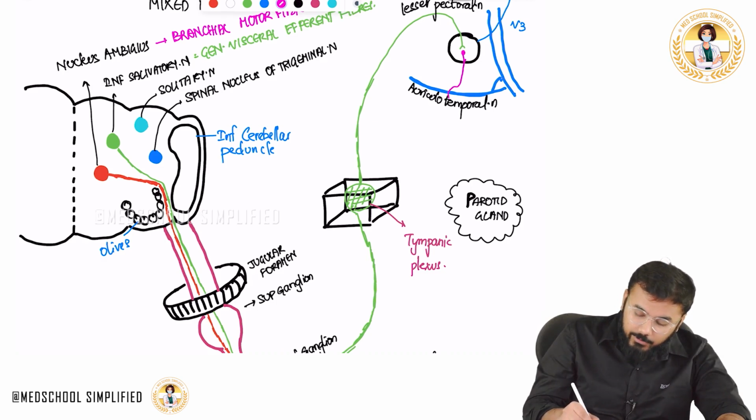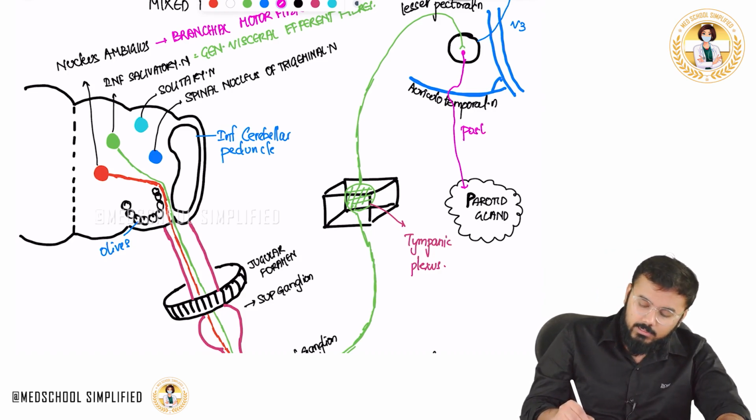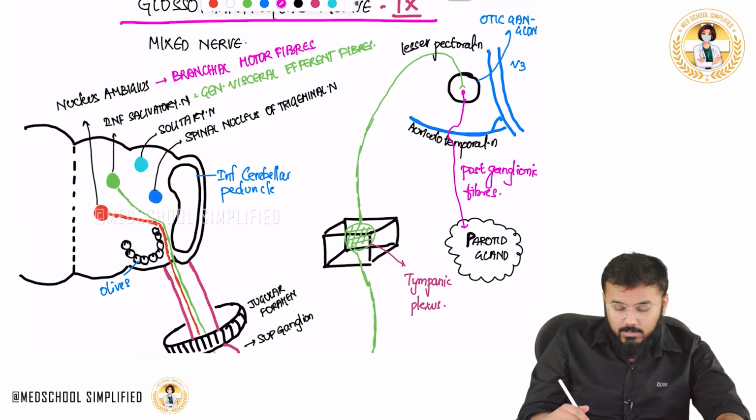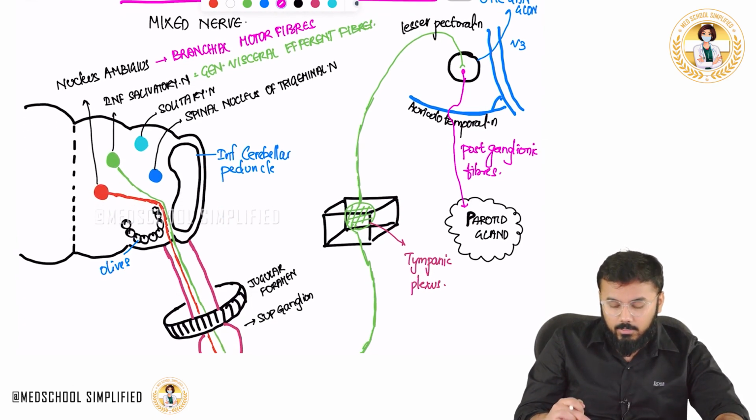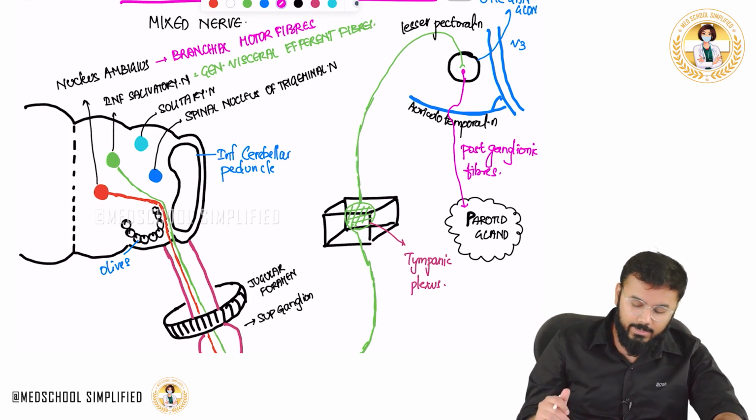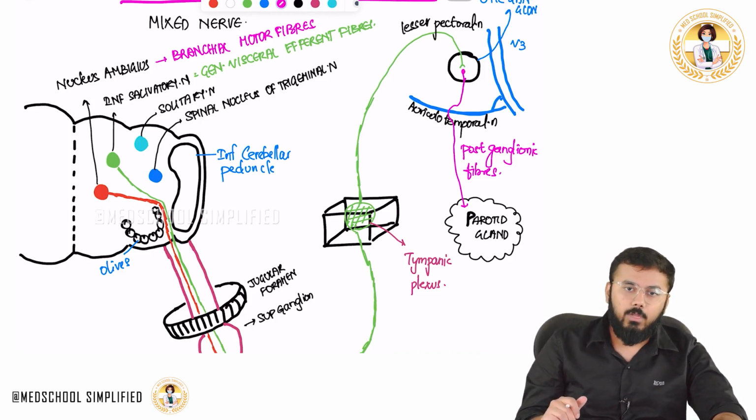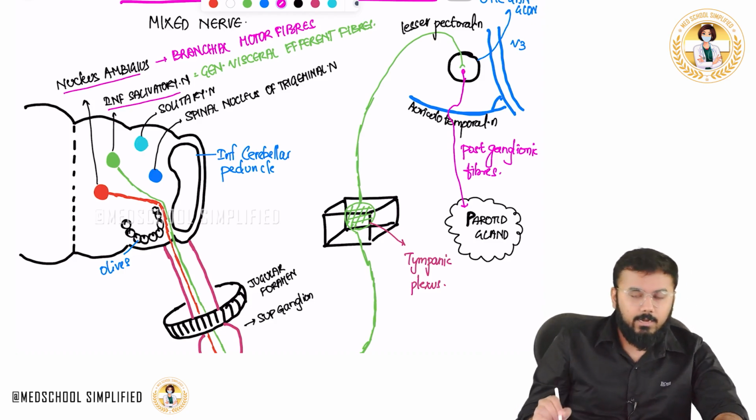These postganglionic fibers cross the auriculotemporal nerve and enter into your parotid gland. What fibers are these? These are your postganglionic fibers. So this nerve is called your lesser petrosal nerve, and it will terminate on the postganglionic fibers, and these postganglionic fibers will innervate your parotid gland. Okay, right. So we are done with nucleus ambiguus, we are done with inferior salivatory nucleus.